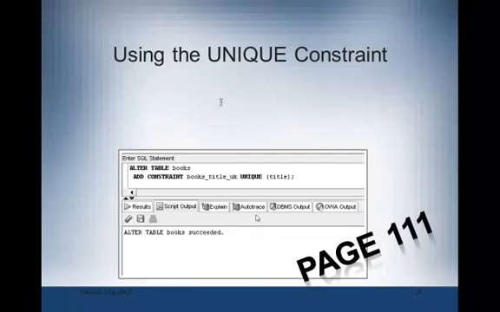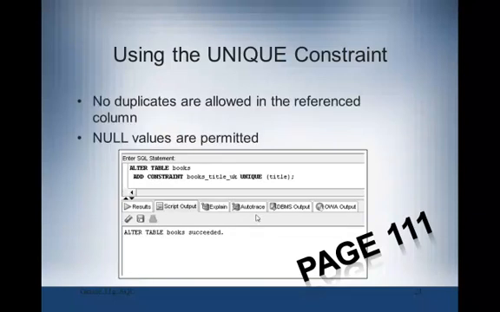A unique constraint ensures that no duplicates are allowed in the referenced column. Well, that sounds very similar to what a primary key does, but not exactly. There are differences why you might use a unique constraint versus a primary key constraint.